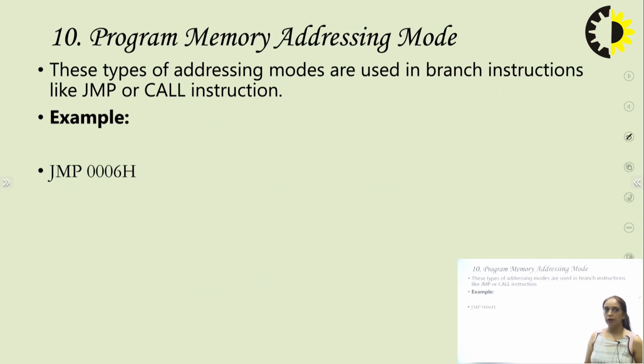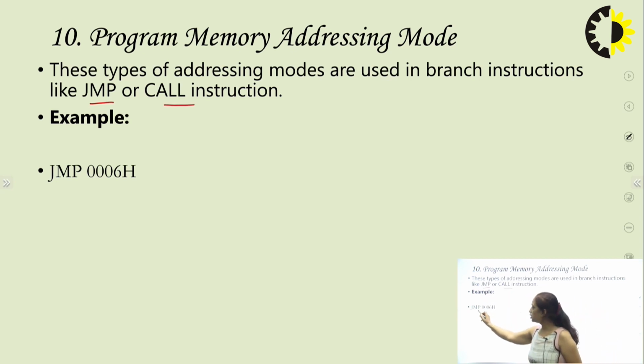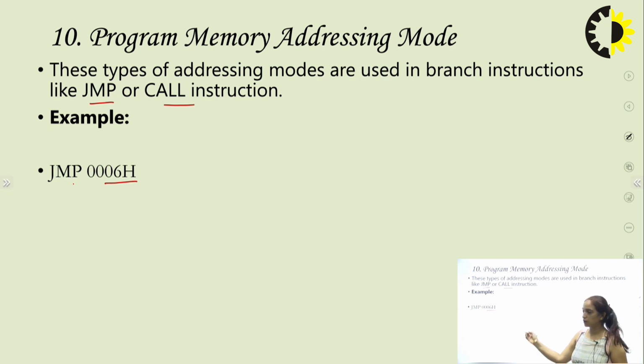Then we have program memory addressing mode. In this type of addressing mode, we use the branch instructions, where we need to use some jump or call instruction. For example, we write JMP and this address. The instruction pointer will jump to this address whenever this instruction is executed.